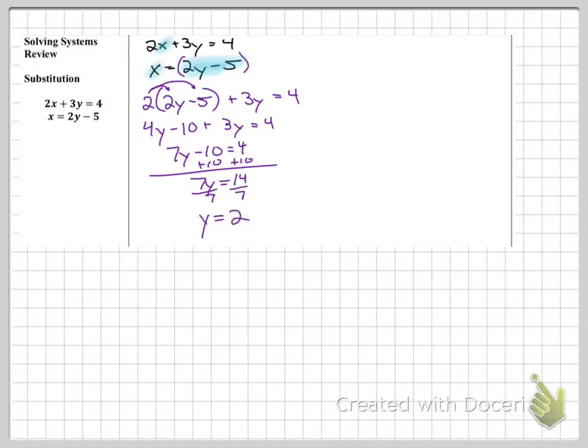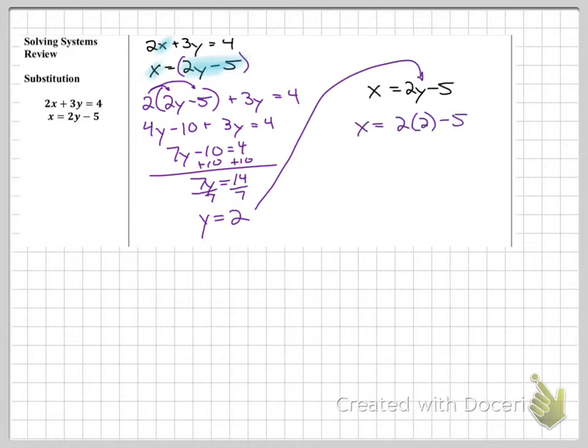Once you know one variable, you can plug it into either equation. The second equation looks easier to me, so I'm going to plug it into x equals 2y minus 5, but I'm going to plug in 2. So x is going to equal 2 times 2 minus 5. x equals 4 minus 5. x equals negative 1.